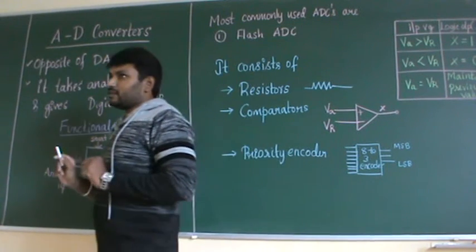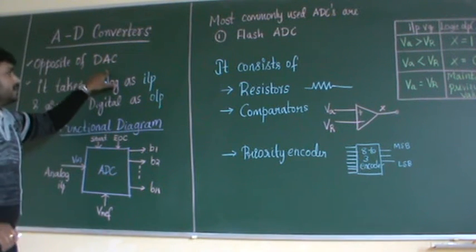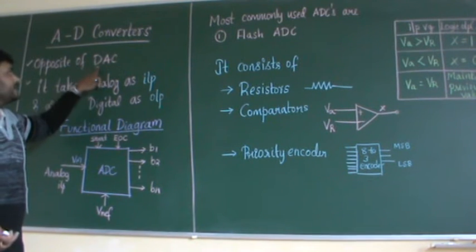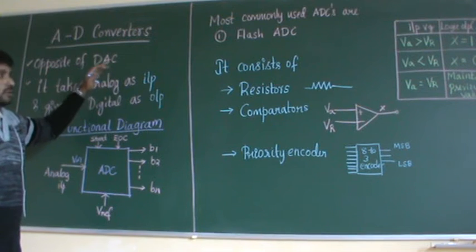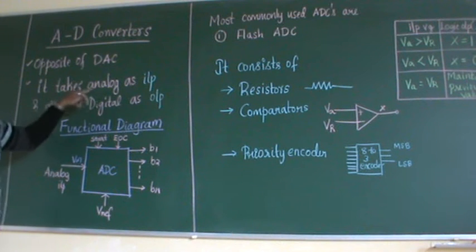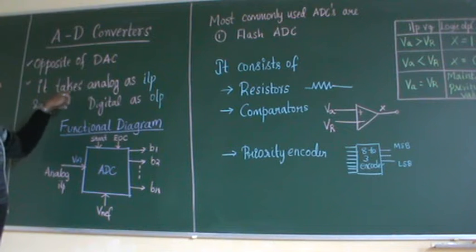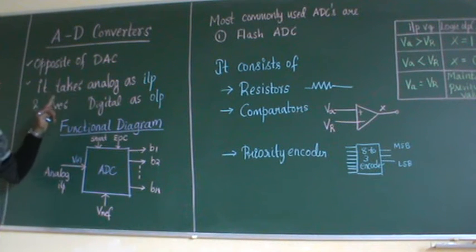So ADC is nothing but analog to digital converter. It is just the opposite of DAC. Whatever concept we have understood in DAC, the same concept but in a reversed manner. In the DAC we are giving digital as an input and analog as an output. But here it takes the analog as input. It means ADC takes analog as input and gives digital as output. So this sentence is very important.